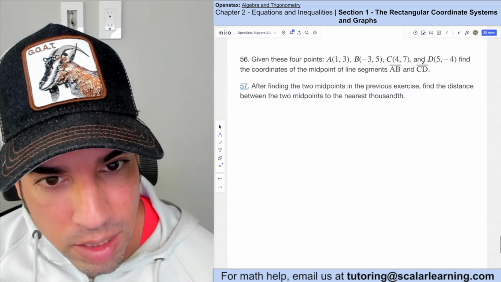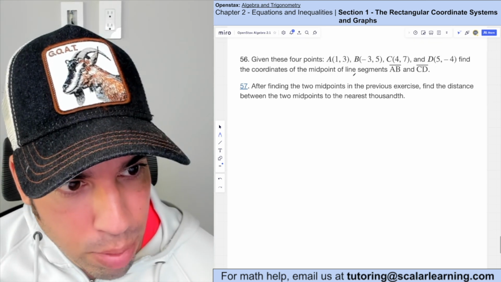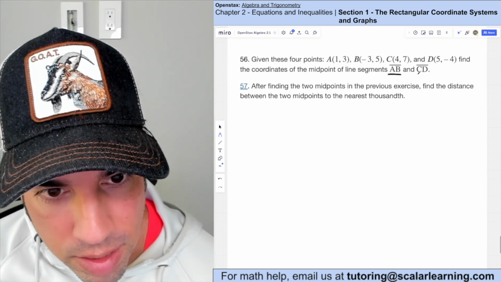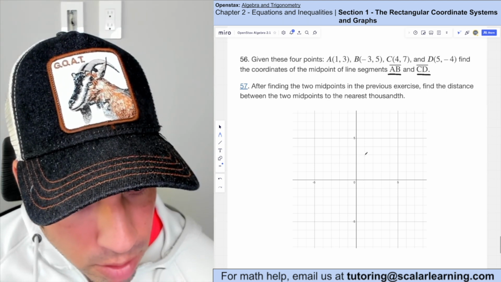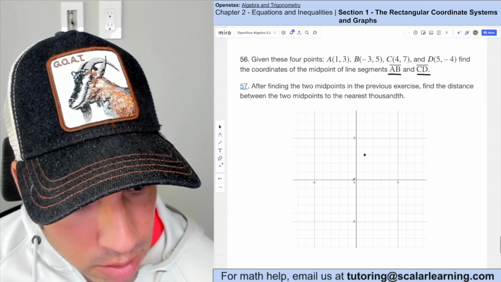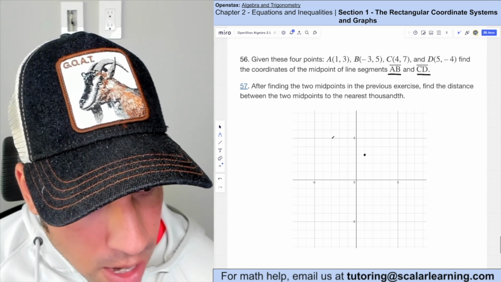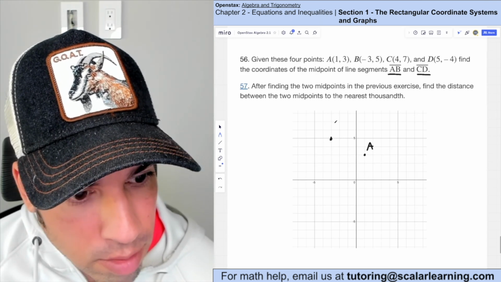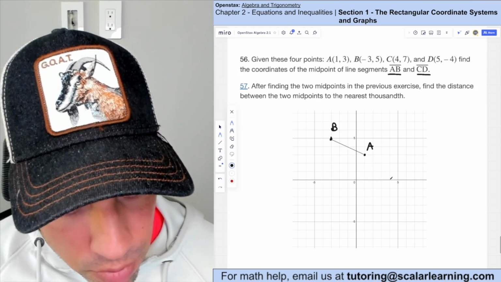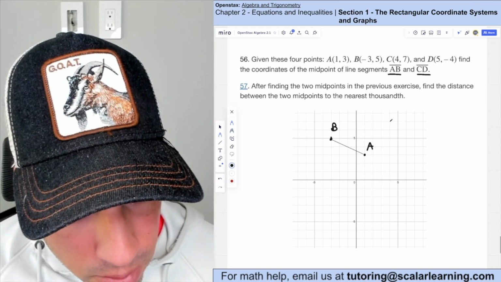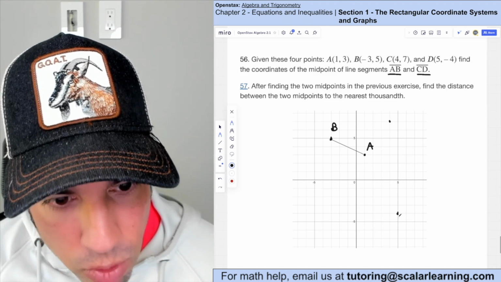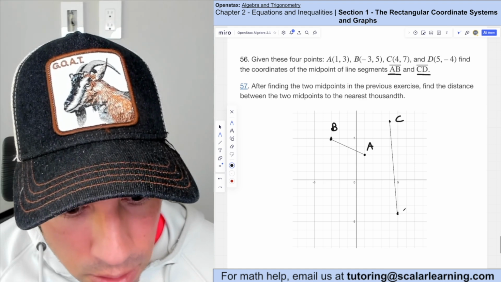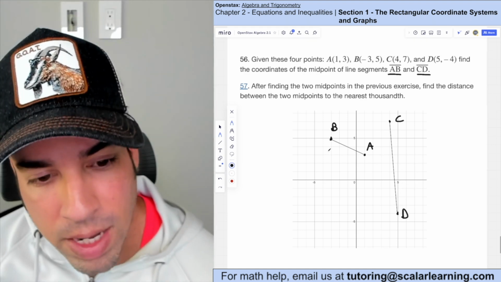So it says, given these 4 points, find the coordinates of the midpoint of line segments AB and CD. So I'm going to plot these points. A is 1, 3, and B is negative 3, 5. So here is A, B. C is 4, 7, and D is 5, negative 4. So see, I can go 5 out, 4 down. So let's say this is C and D. Okay. Now we want to find the midpoints.